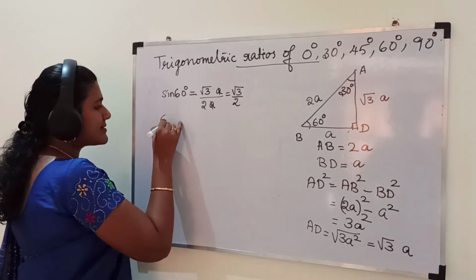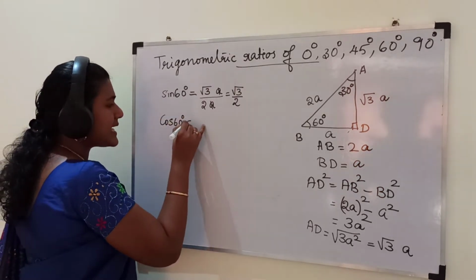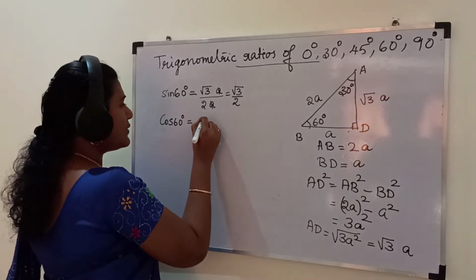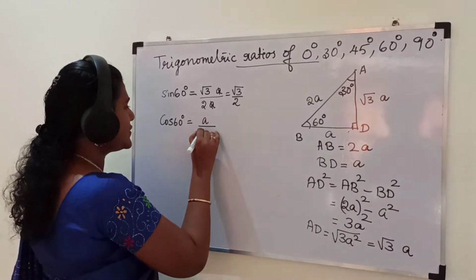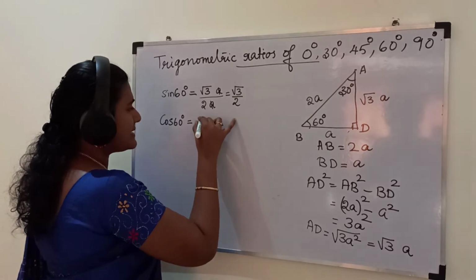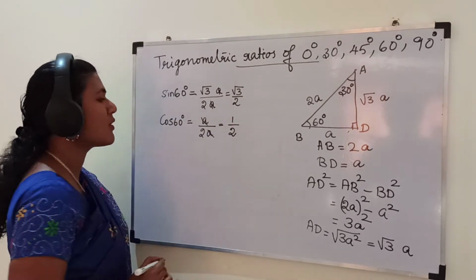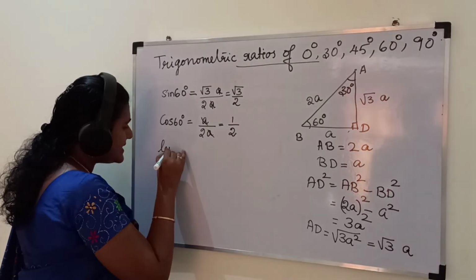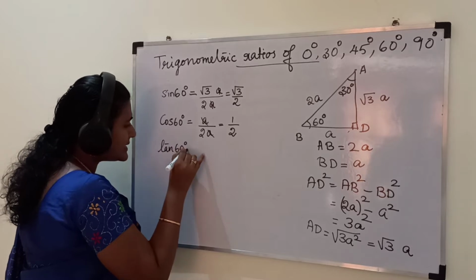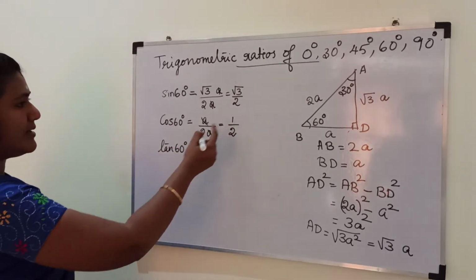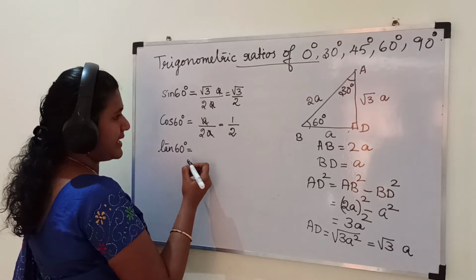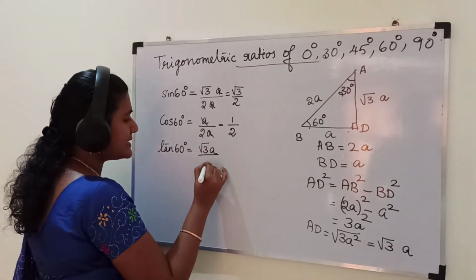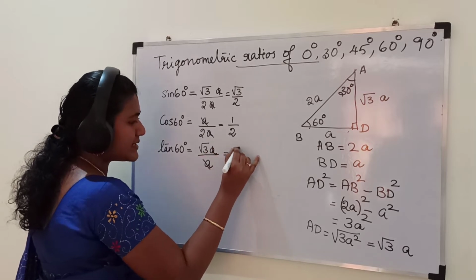Next, cos 60. Cos 60 degree is adjacent side by hypotenuse. Adjacent side is BD, so that is A by hypotenuse 2A. When it gets cancelled, we get 1 by 2. So cos 60 degree is equal to 1 by 2. Now tan 60 degree is opposite by adjacent side. Opposite side is root 3A, adjacent side is A. So the answer is root 3.